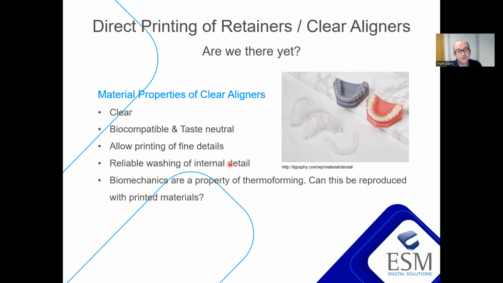The biomechanical properties of a retainer or an aligner are a property of the thermoforming process. So can we reproduce this with printed materials? Yes and no. Printed materials will allow us a bit more control because we might decide to make things thicker in one area and thinner in another area. It'll give us more control. So it's exciting to see what's going to happen with that.